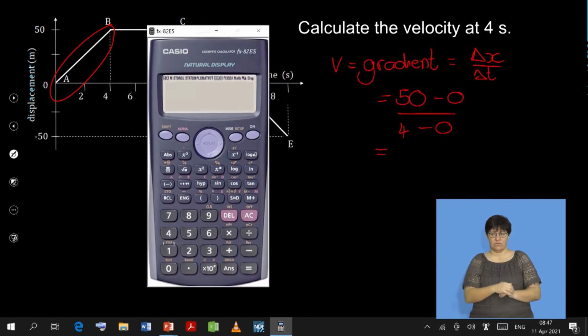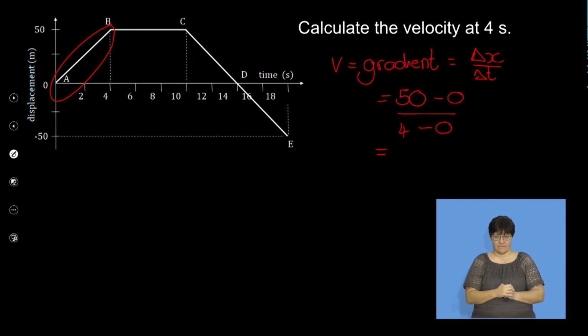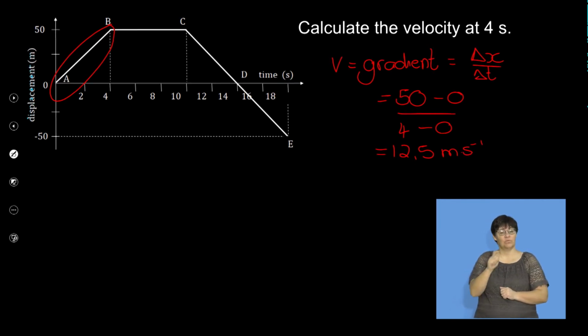And of course, we take our calculators and we get 12.5, okay? So 12.5 meters per second. So that's using the graph.